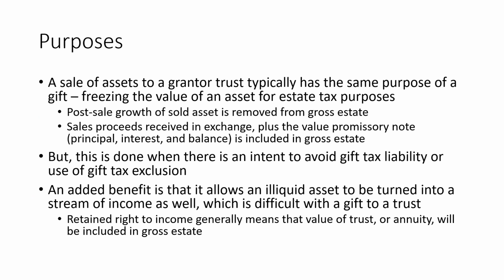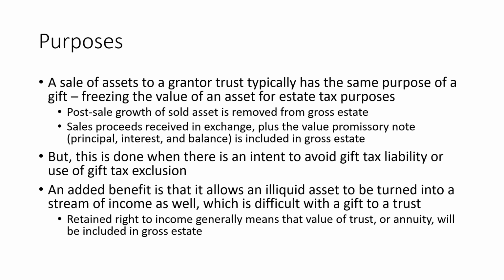Instead of looking at the adjusted taxable gifts, what you do is you exchange the value of the sold asset for a promissory note that's included in your gross estate, plus payments back on that note over time as well. So, instead of having an adjusted taxable gift, you have an asset in the form of promissory notes plus previously received payments, which are included in the gross estate. But once again, minus interest, the post-sale growth in the value of that sold asset is excluded from the gross estate. So this is usually done in a situation where there's an intent to avoid gift tax liability or the use of a gift tax exemption.